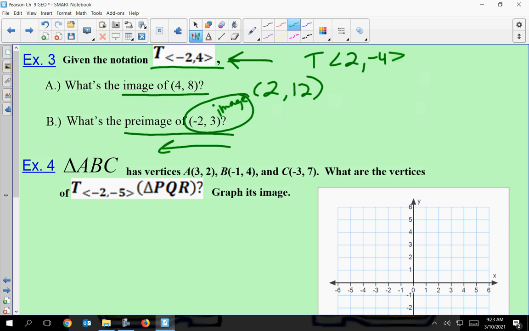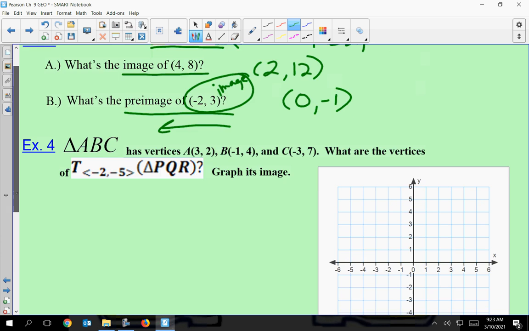So I have to kind of go backwards. So I want to add 2 to that. So I believe 2 and negative 2 gives me 0. And I want to subtract 4 from 3. So that's going to give me negative 1. Okay. All right. So that's a little tricky.